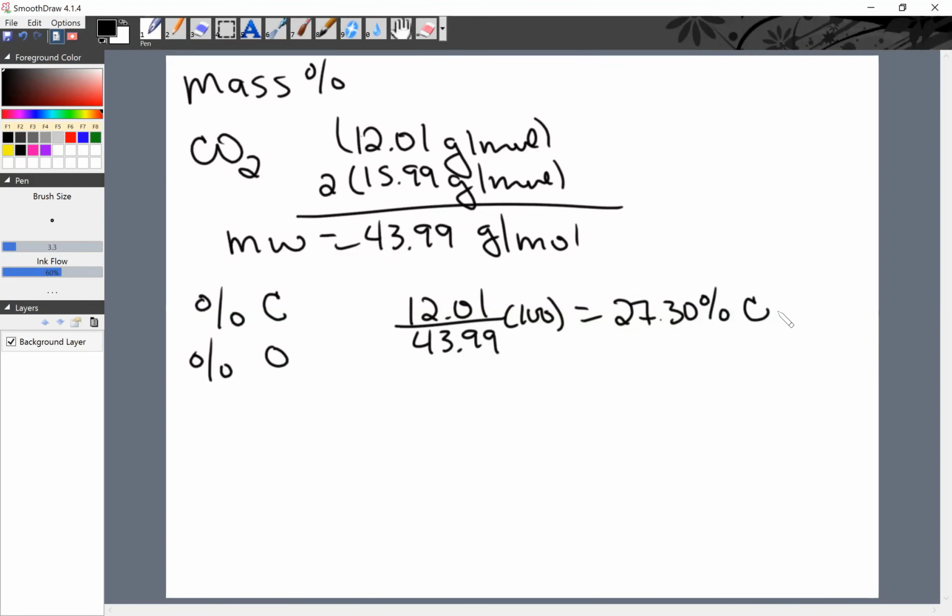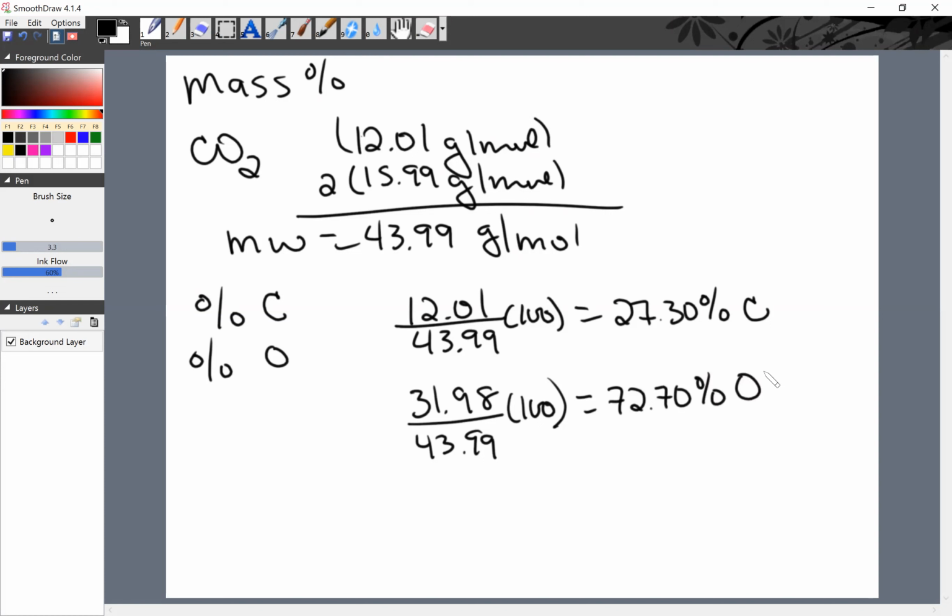Now, I can either do the 15.99 times 2, so 31.98, divided by the 43.99. Or I could have subtracted this from 100 to get the oxygen. So 72.60, let me see, round up, 72.70. So in either case, okay, that's mass percent. You take the mass that you're interested in divided by the total mass.